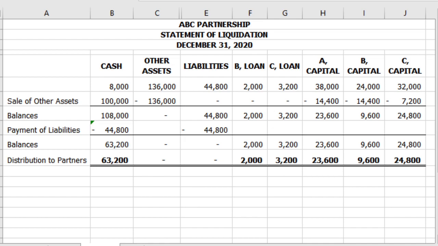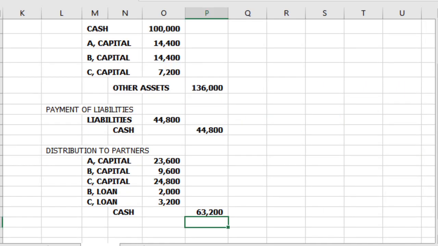So dito tayo sa ating journal entry. So, ito na yung ating journal entry. So, sa payment of liabilities and then sa distribution to the partners. So, kung ano lang yung ginawa niyo sa statement of liquidation, ganun lang din yung magiging entry nyo. So, I hope naintindihan nyo na ha. Kahit konti. Now, let's proceed to the next case.